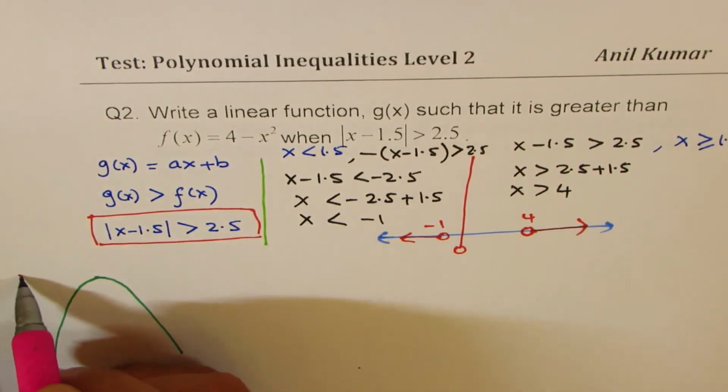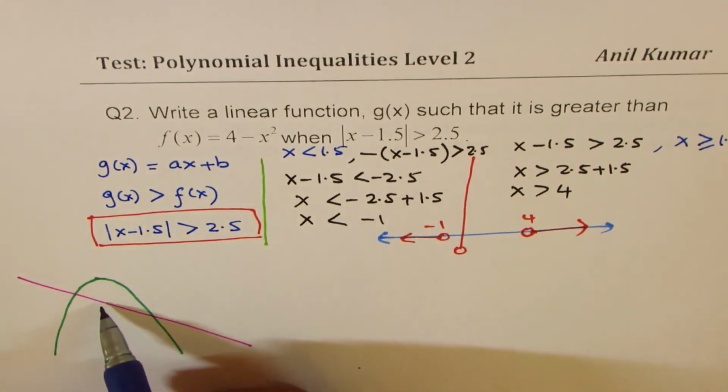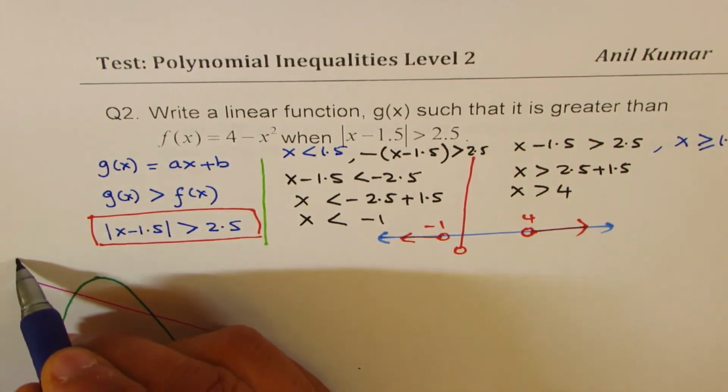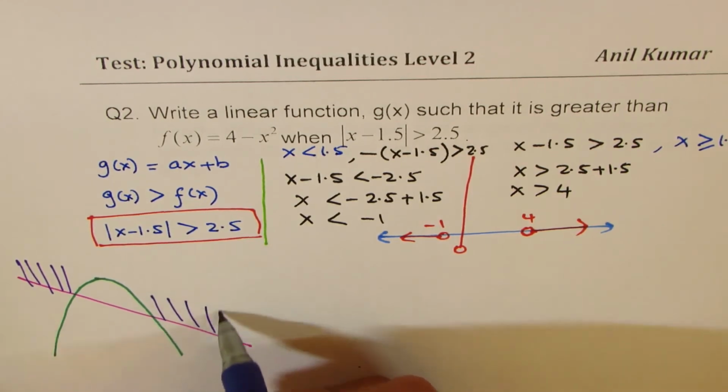That means if I draw a line like this, for example, then we are saying that the solution is not this. Here the line is under, here the line is above. Do you see that? This is the solution.